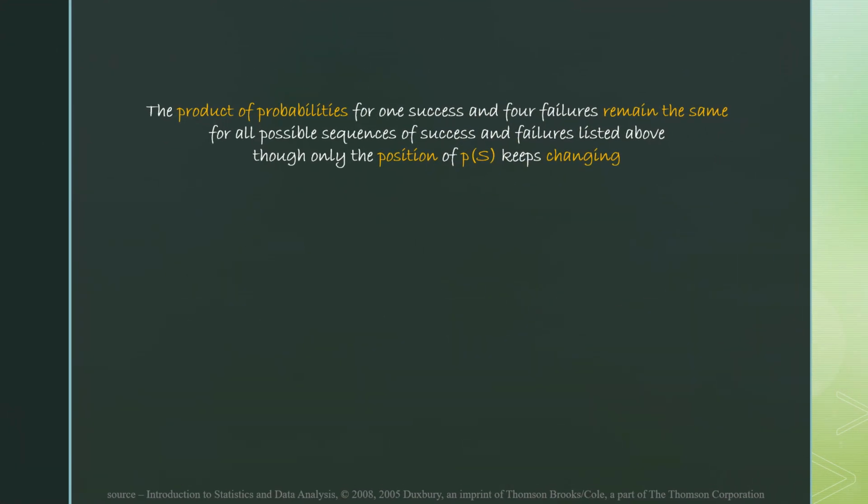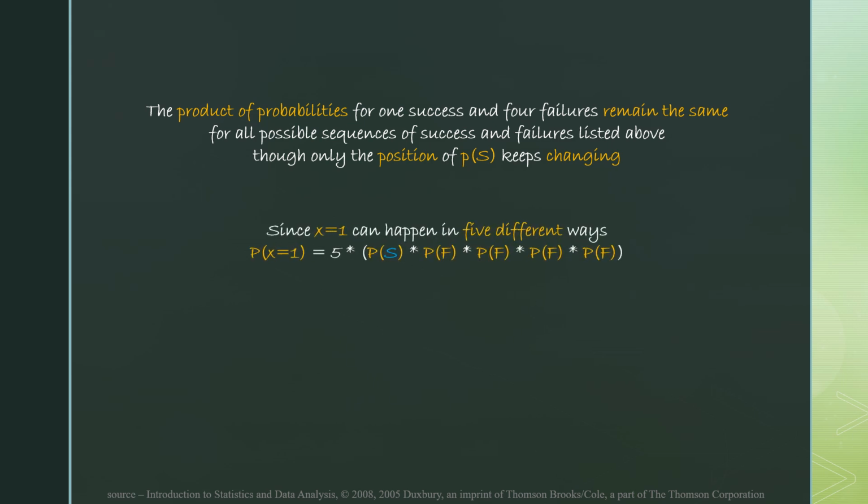The product of probabilities for 1 success and 4 failures remains the same for all possible sequences of successes and failures listed above, though only the position of probability of S keeps changing. Since x equals 1 can happen in 5 different ways, probability of x equals 1 equals 5 times the product of probability of S and probability of F raised to the power 4. Probability of x equals 1 thus equals 5 multiplied by probability of S raised to the power 1 multiplied by probability of F raised to the power 4.